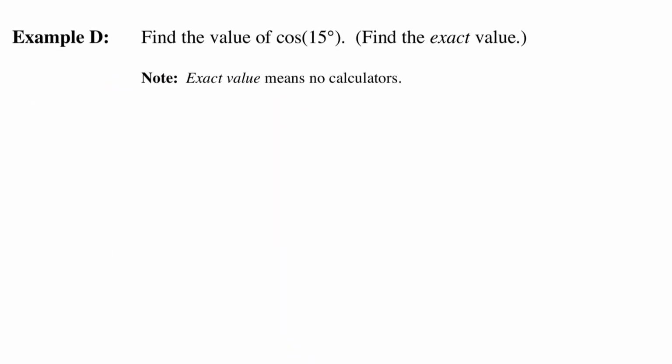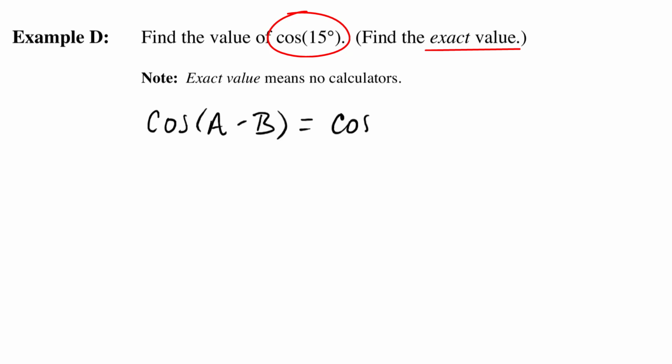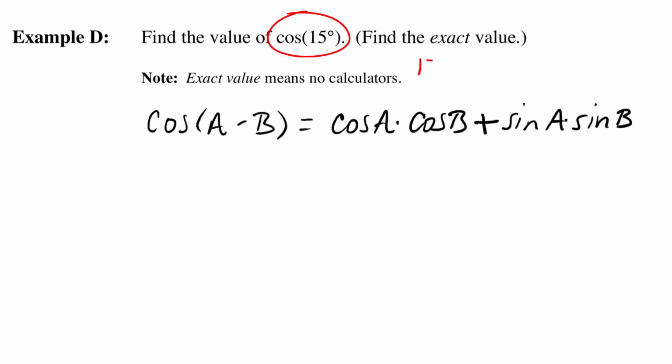Okay, let's put this into practice by finding the exact value of the cosine of 15 degrees. And by exact value, I mean no calculators. We are going to use the cosine of a difference. Cosine of A minus B is the cosine of A times the cosine of B, plus sine of A, sine of B. I encourage you, when you have a chance, to actually just keep practice writing these down.